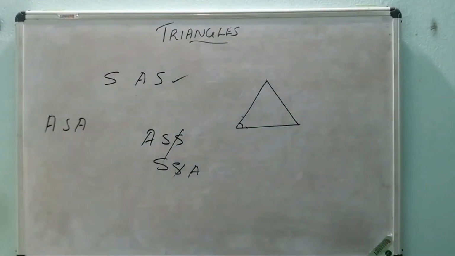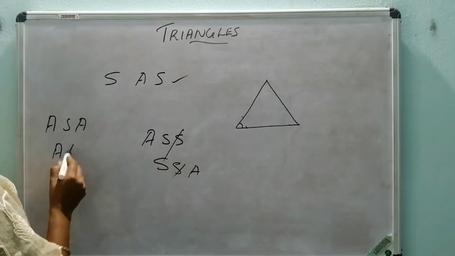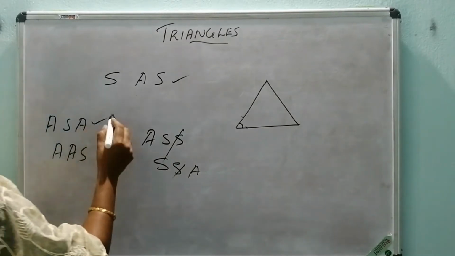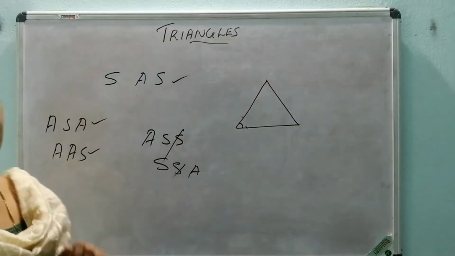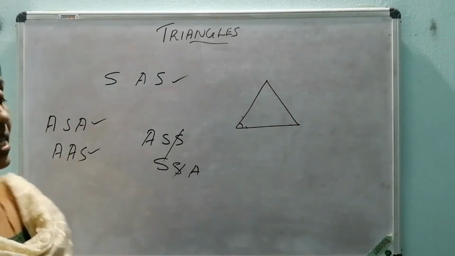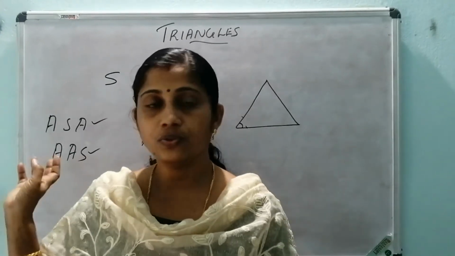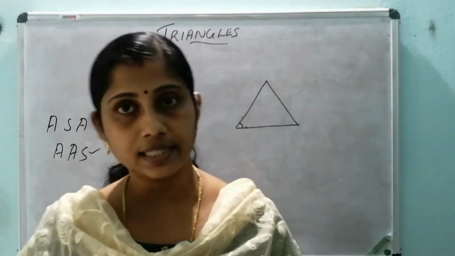Okay. Then the ASA congruence rule holds, and the AAS congruence rule also holds. These two congruence rules hold. ASA, also we can say AAS. But in the other case, only SAS holds, ASS does not hold. Now these are the two congruence rules. Then we can do some problems of the first exercise.